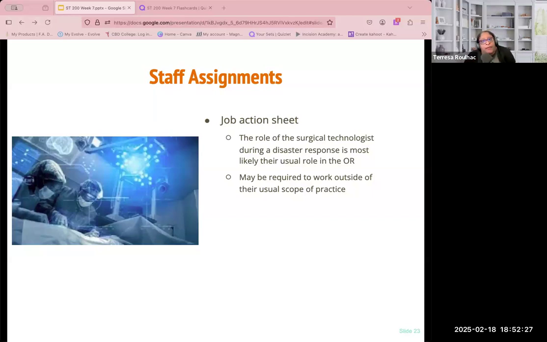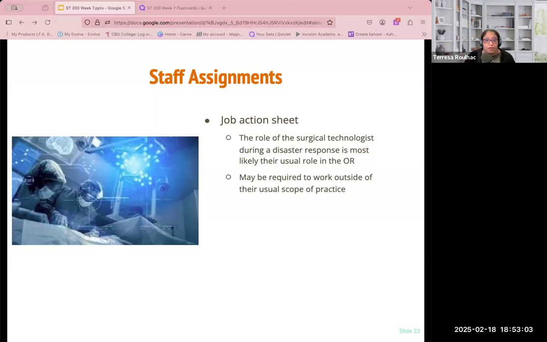We have what's called a job action sheet. This is a standardized document that outlines specific duties and responsibilities for each staff member during a disaster. This just helps make sure that we all know what we're doing, we all know our role, and we all know our expectations. Now, this could include specific tasks like patient triage, setting up equipment, maintaining sterile technique, the chain of command, and communicating protocols.